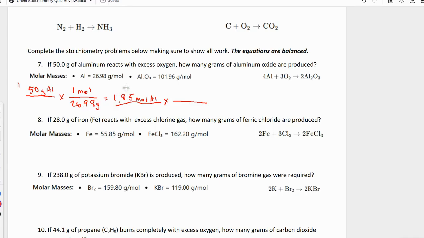You can just go 2 plus 2 plus 2. It's the same thing with this. So we really didn't have to solve that 1.85. We could have just kept going. But anyways, so 1.85 moles of aluminum.